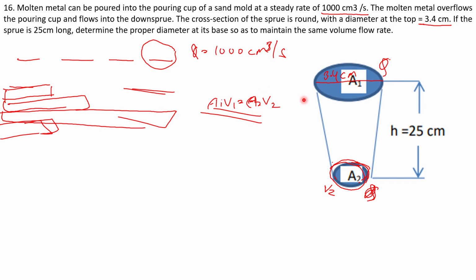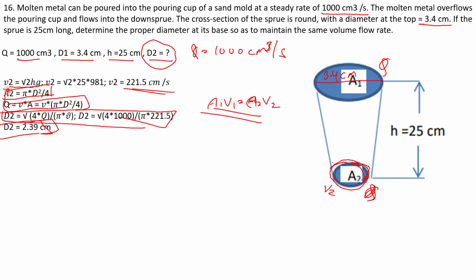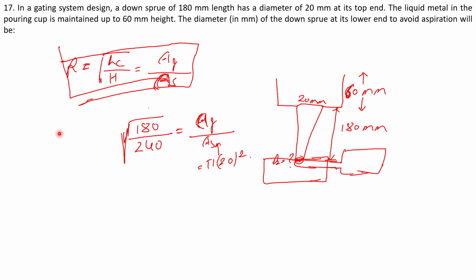volume flow rate. So we can calculate the V2 here, and with the help of A1 V1 equal to A2 V2, we can calculate the diameter. First we will calculate the area here, and from the area we can calculate the diameter. So we have given Q, D1, H, and D2 we have to calculate. First we will calculate the V2 with the help of root 2gh. Then we have Q equal to V into A. So we can calculate the D2. It will come 2.39 centimeter.